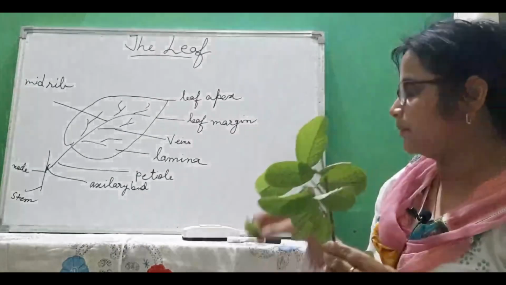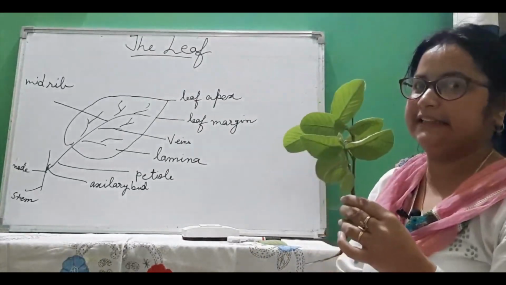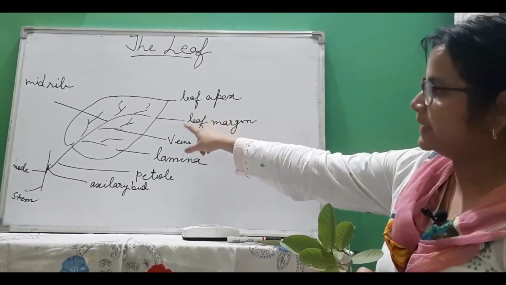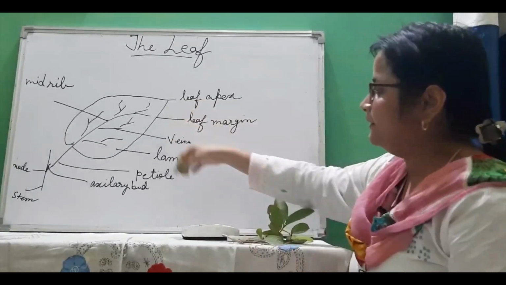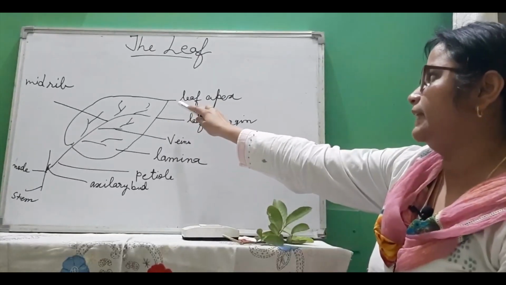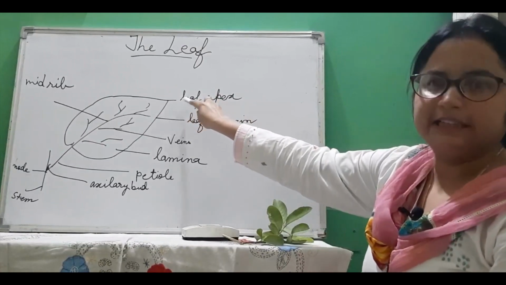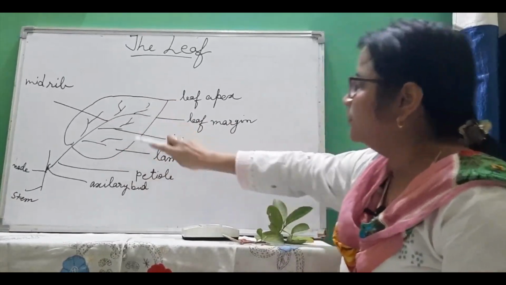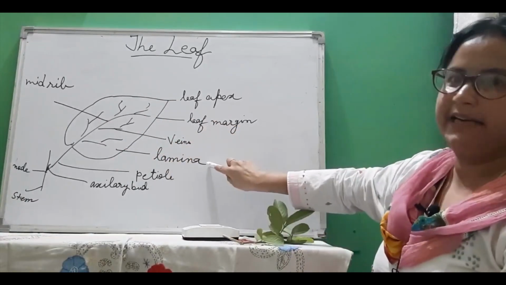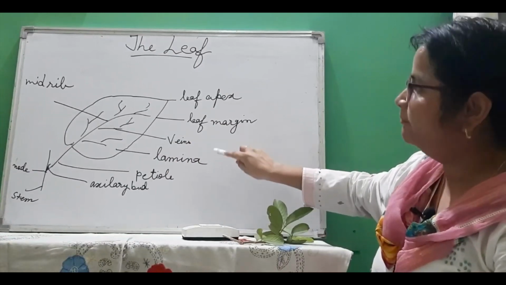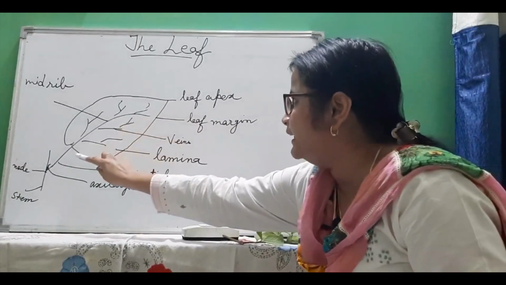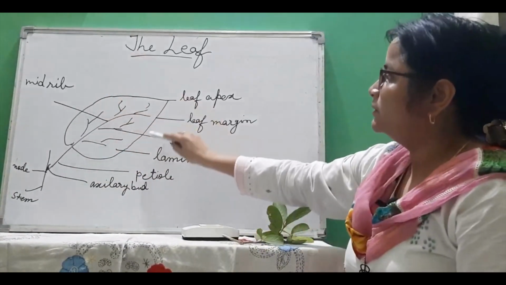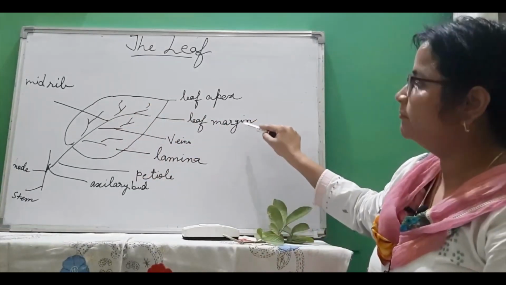Now, the first topic we discuss under the leaf is the parts of the leaf, in the figure which I have drawn on the board. You can see the figure. The tip of the leaf is known as the leaf apex, and the broad flattened green portion of the leaf is known as lamina, which is also known as leaf blade. The middle portion, the line which is going through, is known as mid-rib, and the outer portion of the leaf is known as leaf margin.